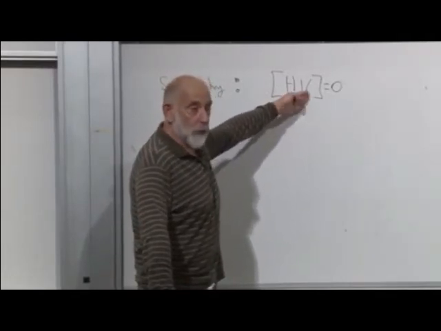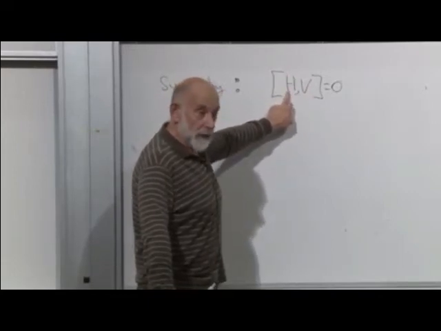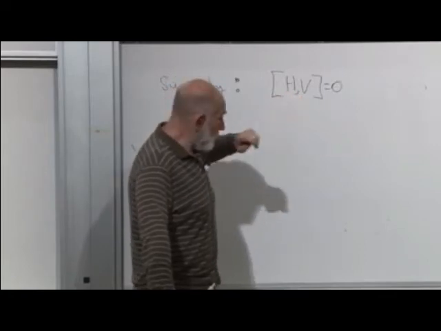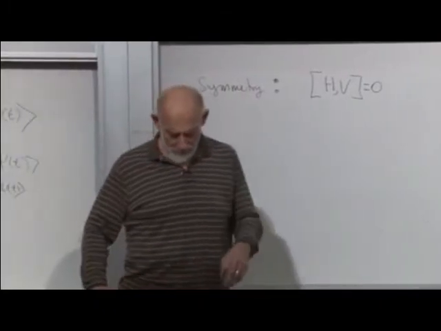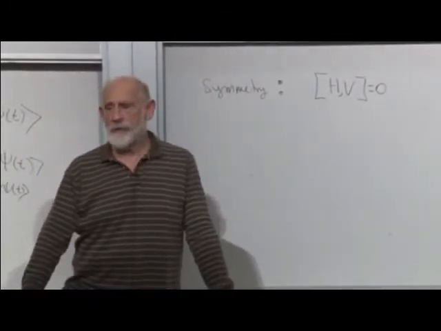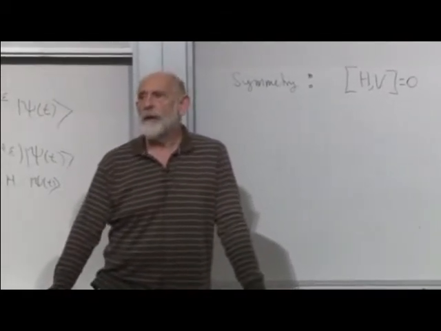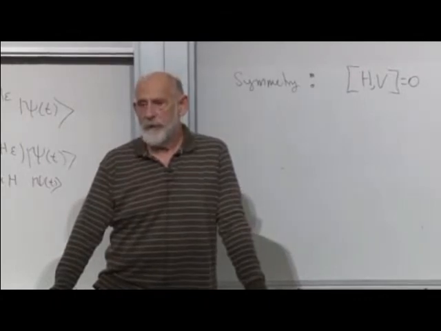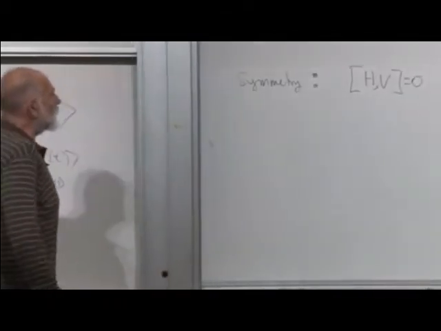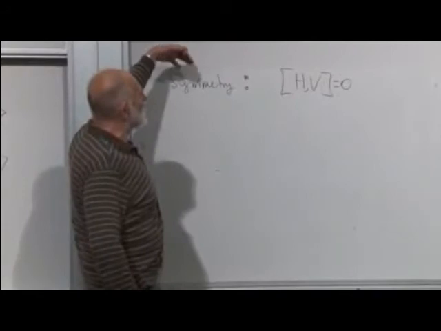Conservation of a certain quantity, in this case V, meaning that it commutes with the Hamiltonian, is the same as saying there's a symmetry. You've seen this before in classical mechanics. What's the connection between symmetries and conservation laws called in classical mechanics? It's called Noether's theorem, right? It's much simpler in quantum mechanics. We don't need any fancy Lagrangian or anything else.